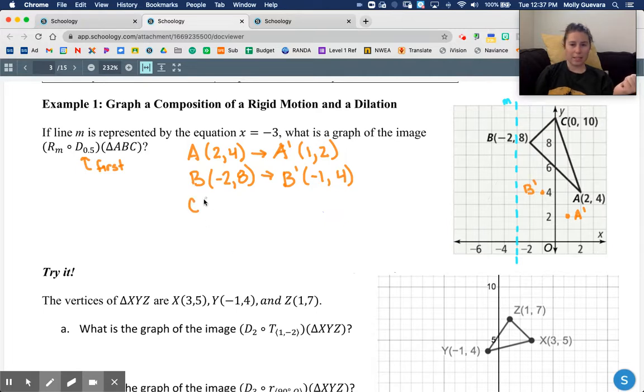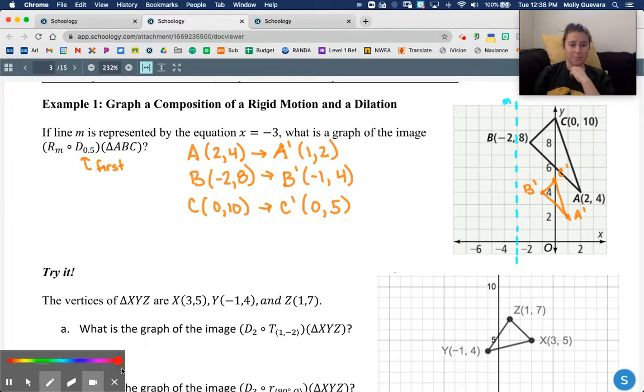And then lastly, C is 0, 10. So I'm just going to multiply everything by 1/2 or divide by 2, C prime. 0 divided by 2 is 0. 10 divided by 2 is 5. So 0, 5. So here's C prime. And I can just connect them. Boom. So there's the dilation, right?